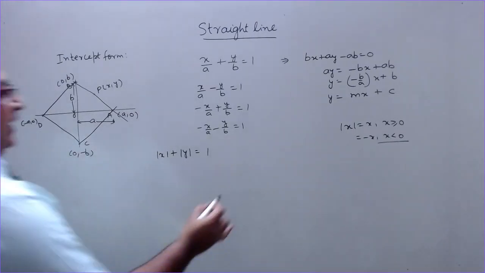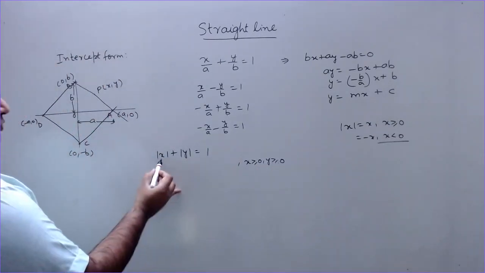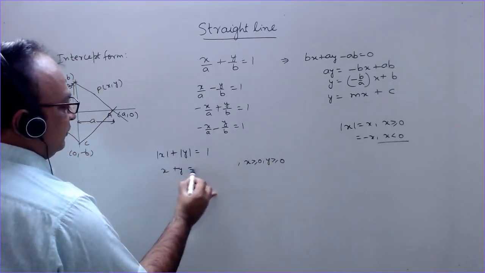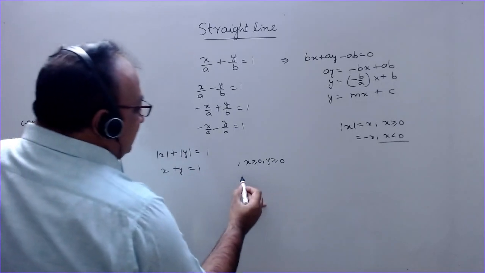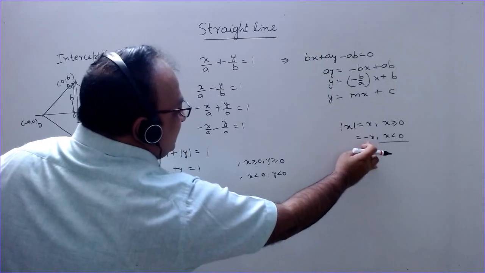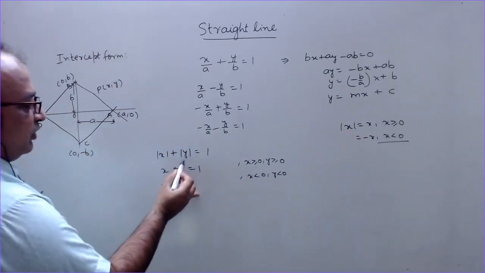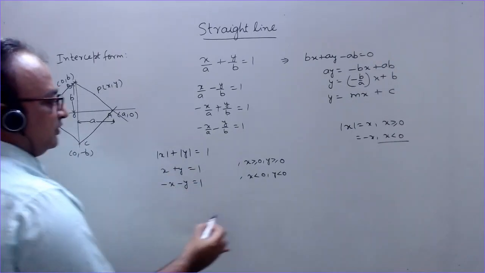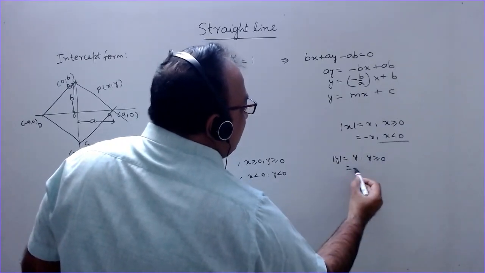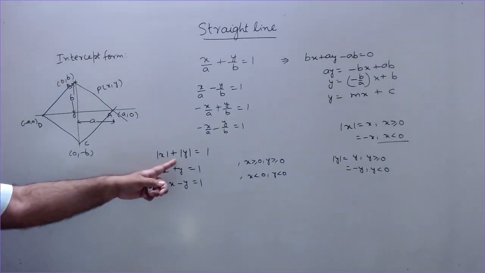So if I take x and y both positive, then mod x gives x and mod y gives y, so x plus y is equal to 1. If I take x and y both negative, then mod x is minus x, and mod y is minus y. Mod y equals y for y greater than or equal to 0, and minus y for y less than 0. So I have taken minus y for y less than 0.